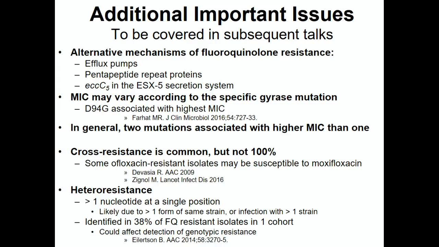The alternative mechanisms of resistance are efflux pumps, pentapeptide repeat proteins, and most recently mutation in the ESX5 secretion system. We know that the MIC varies according to the specific gyrase mutation, with D94G being associated with the highest MIC. In general, 2 mutations is associated with a higher MIC than 1, but there are some notable exceptions. Cross-resistance is common, but it's not 100%. Heteroresistance is also fairly common. In a recent paper from Brandon Eilertson, it was identified in about 40% of quinolone-resistant isolates, and that could affect detection of genotypic resistance.